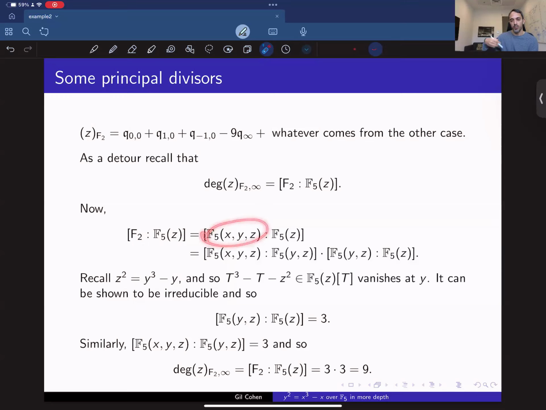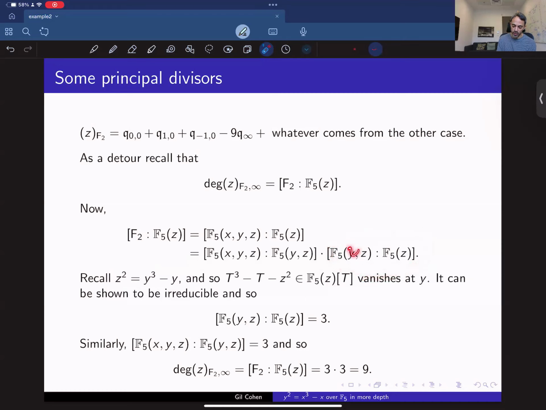Well, F2 is just this thing with the underlying algebraic relations between x, y, and z. Let's break this down by looking at F5 of y and z. It's easy to verify that z squared equals y cubed minus y, or z squared minus y cubed plus y, is irreducible. It's actually the minimal polynomial of y over F5 of z. And so this thing has degree 3.